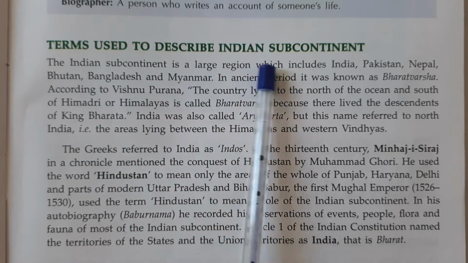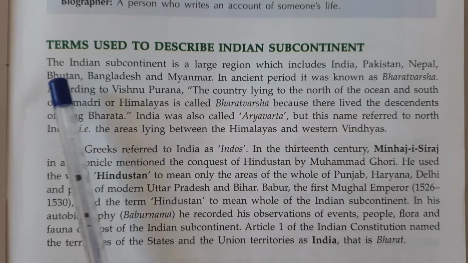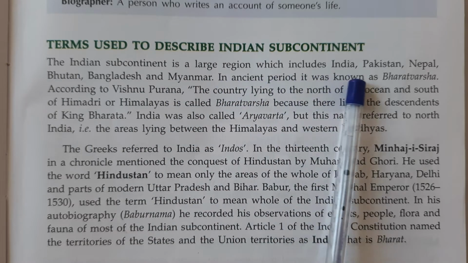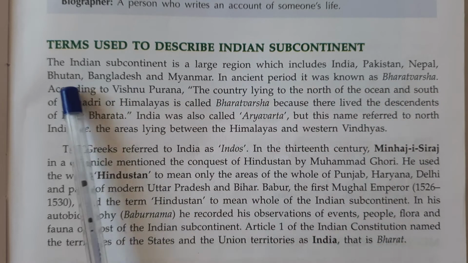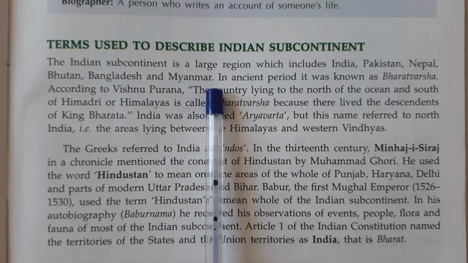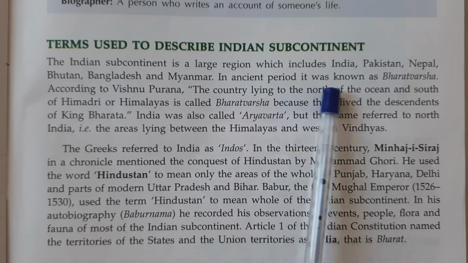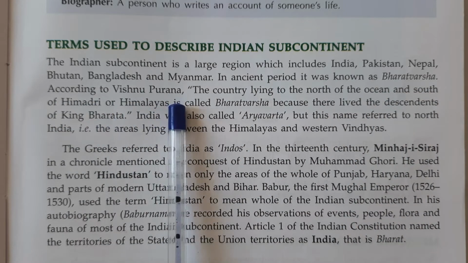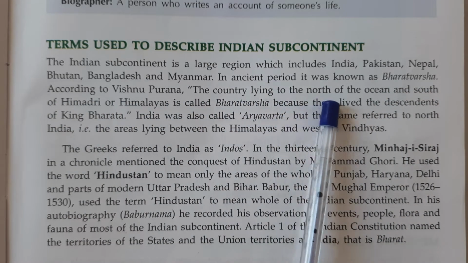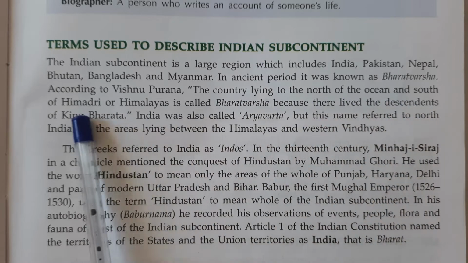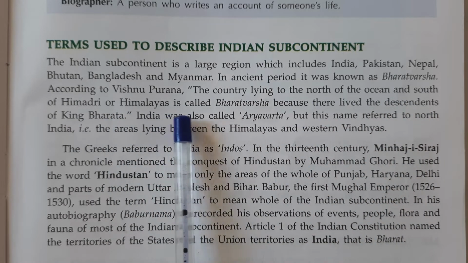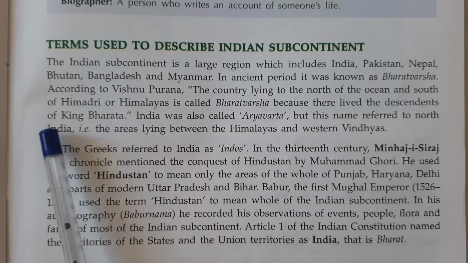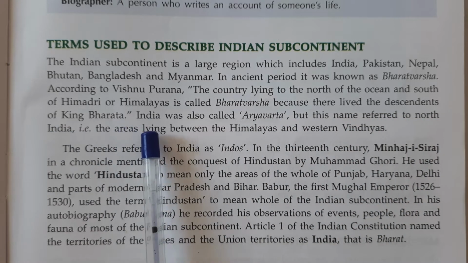Terms used to describe the Indian subcontinent. The Indian subcontinent is a large region which includes India, Pakistan, Nepal, Bhutan, Bangladesh and Myanmar. In the ancient period, it was known as Bharatvarsh. According to Vishnu Puran, the country lying to the north of the ocean and south of Himadri or Himalayas is called Bharatvarsh because there lived the descendants of King Bharat.